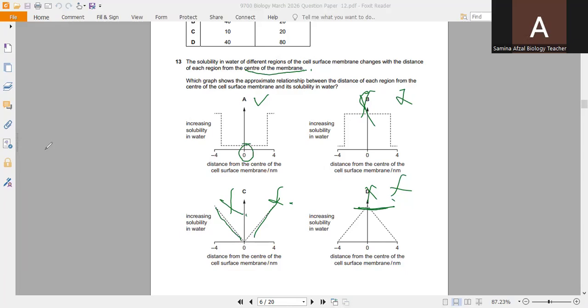So you can see solubility decreases, and so this is the correct option according to the arrangement of this. As you know, the hydrophobic fatty acid tails are in the center, least soluble in water, and the hydrophilic phosphate heads are on the outer and inner surfaces of the membrane, more soluble in water. So according to this, A is the correct option.